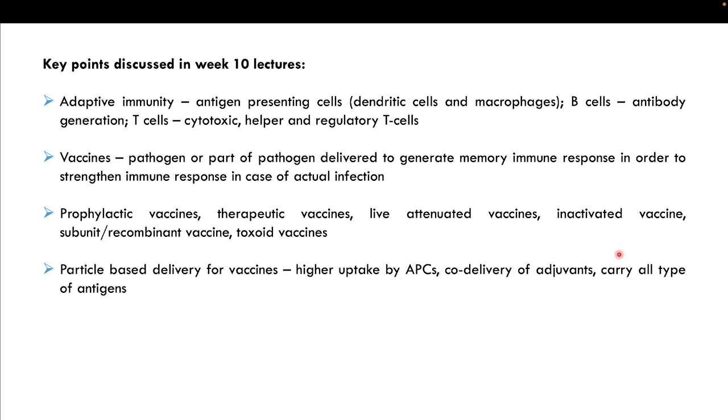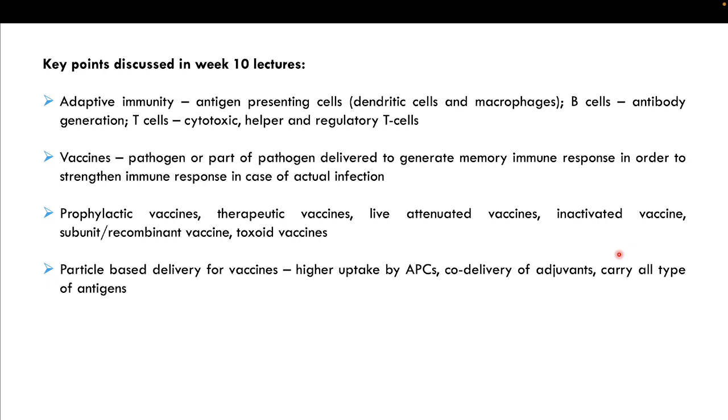Next is particle-based delivery for vaccines. Now that you know how vaccines are developed, you have to deliver these vaccines. Instead of delivering it as it is, we can make micro or nanoparticles of these vaccines. We learned about micro and nanoparticles a few lectures back, right? The most important advantage is, since they are of a very small size, your macrophages and your dendritic cells very easily uptake them.